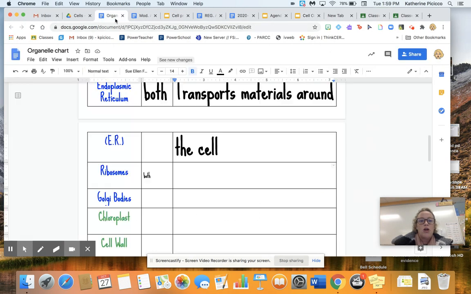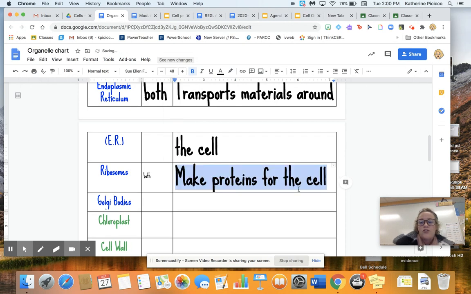So let's go to our chart and let's write make proteins for the cell. Okay, so the proteins will be really good in helping the cell get certain things done. Like proteins are used for building DNA, for helping doing a whole bunch of different things in the cell. Okay, you just need to know the ribosomes make proteins and they're dots. Okay, we got one more to go. This last one is called Golgi bodies, or sometimes we call it the Golgi apparatus. Okay, so let's talk about what that is.